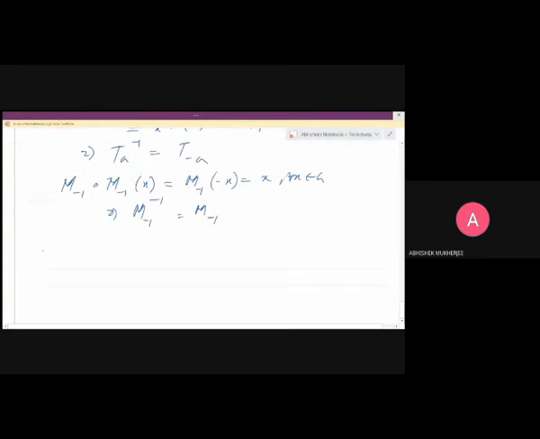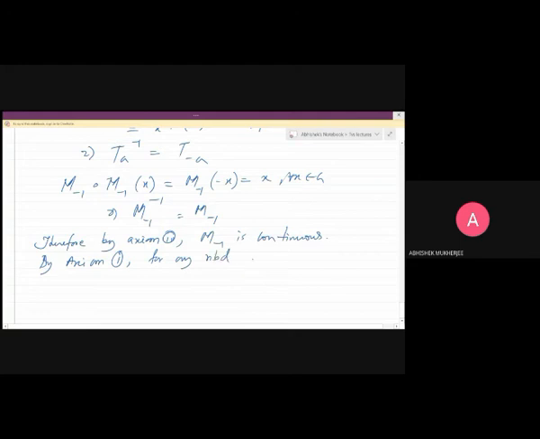So therefore by axiom 2, m minus 1 is continuous, and also by axiom 1, for any neighborhood W of x plus a, there exist neighborhoods U of x and V of a, so that Ux plus Va will be a subset of W, it is x plus a, right?